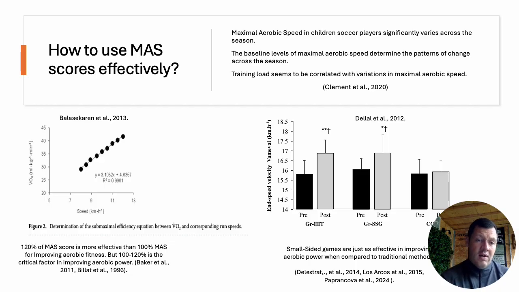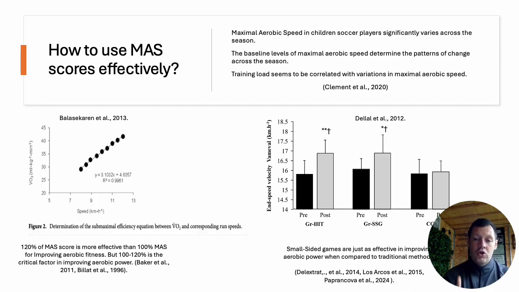I've then used a graph from Balaskaran, and basically they did incremental speeds, and then they tested the VO2 from there, and they found out where MAS scores happened, etc. They started at just past 7, so at 8, and then they found that the VO2 max in millilitres per kilogram per minute increased with that, a kind of linear progression. But this also indicates that at certain speeds we can improve the aerobic power a lot better, and this came from Baker and Billett.